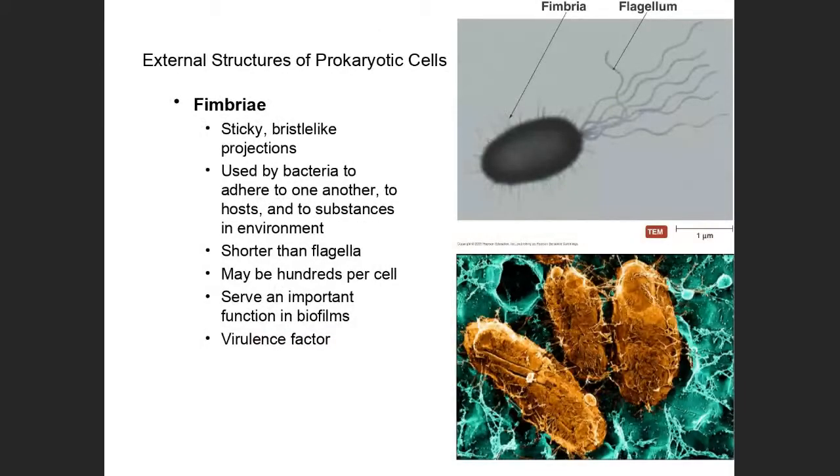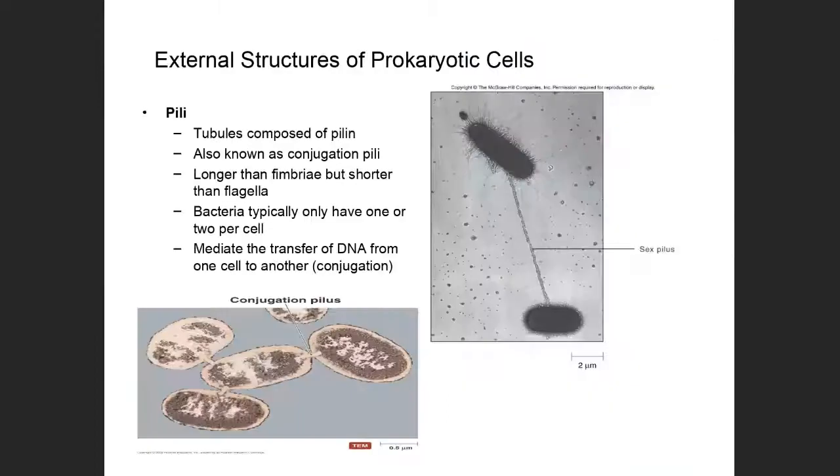So here you can see that this particular organism has the fimbria, right? These are really small projections that are used in attachment, but they also have flagella. When we talk about pili, it's a little bit different, right? So here you can see two different cells being attached to each other by a pili, right?